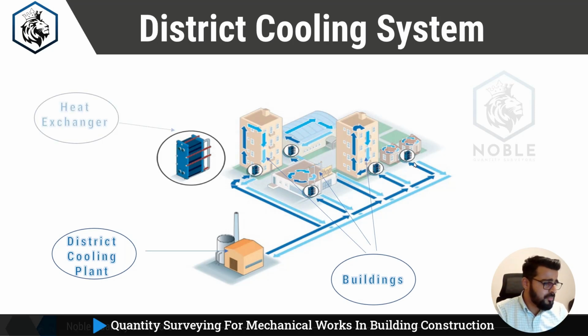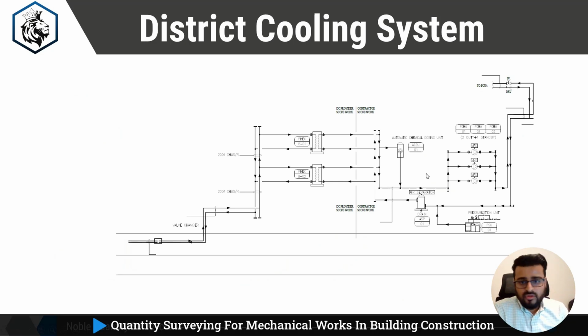The last component in this district cooling is the heat exchanger. This is the device placed for each building, because there is an acceptable chilled water return temperature, which is always constant. To keep that temperature constant, a heat exchanger will be used. So this heat exchanger will be used for all the buildings. Wherever the chilled water inlet is there, this heat exchanger has to be kept, to keep the return temperature constant. So this is how a DCP system looks.